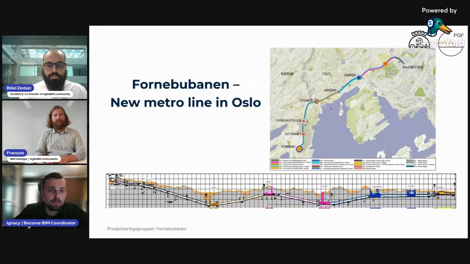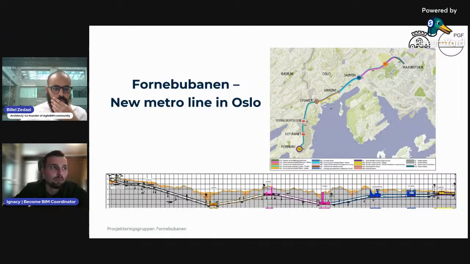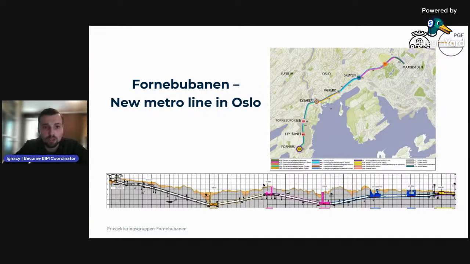So basically, I like to talk about things that I know or worked on before, not imaginary things. That's why I chose for the presentation the Fornebubanen project, which I'm working on right now. And as I said earlier, year by year, projects in Norway reach an increasingly higher level of use of BIM methodology and new solutions.